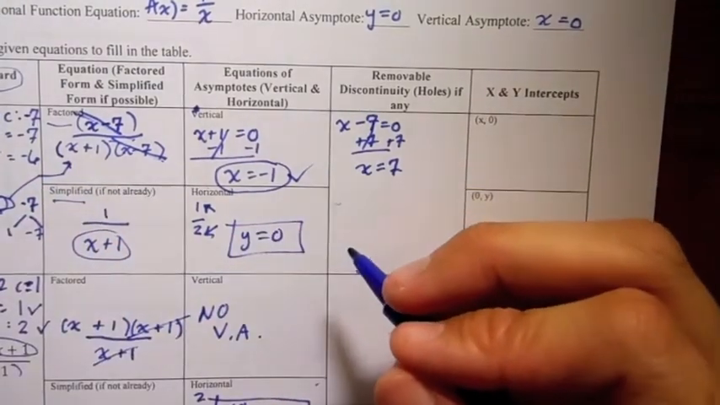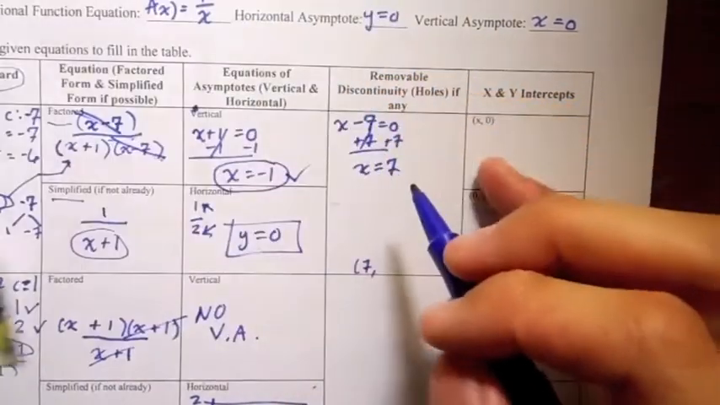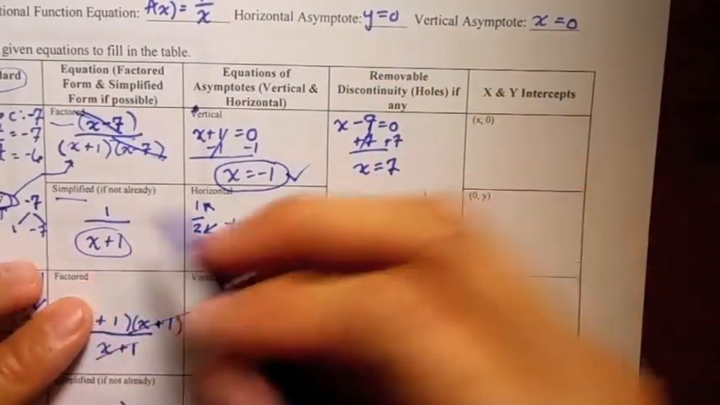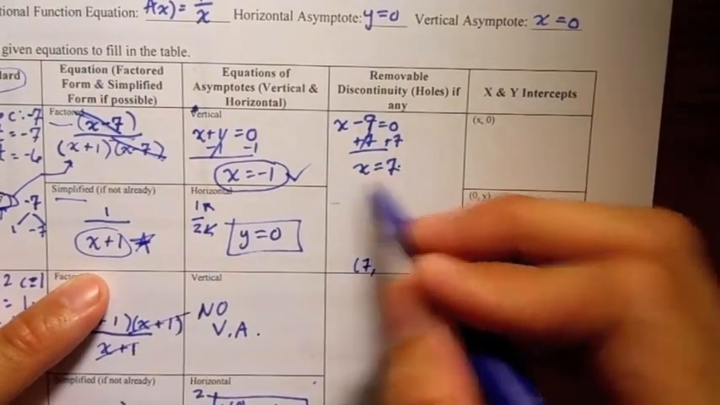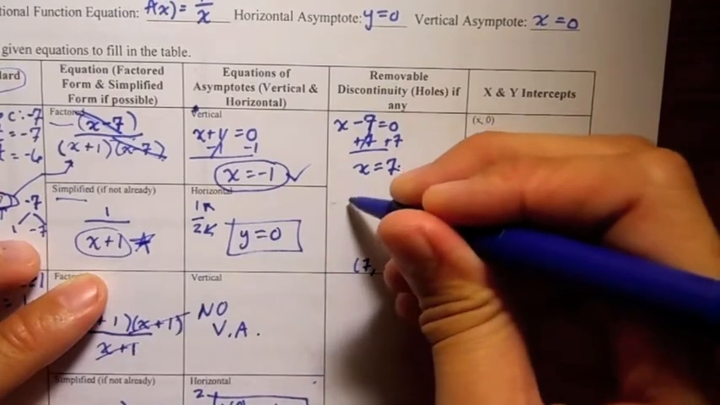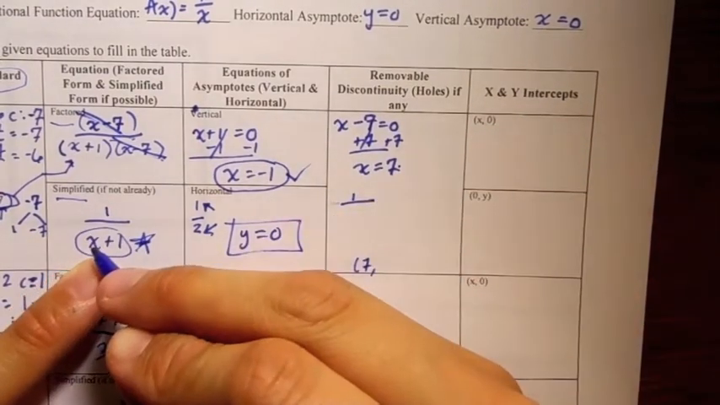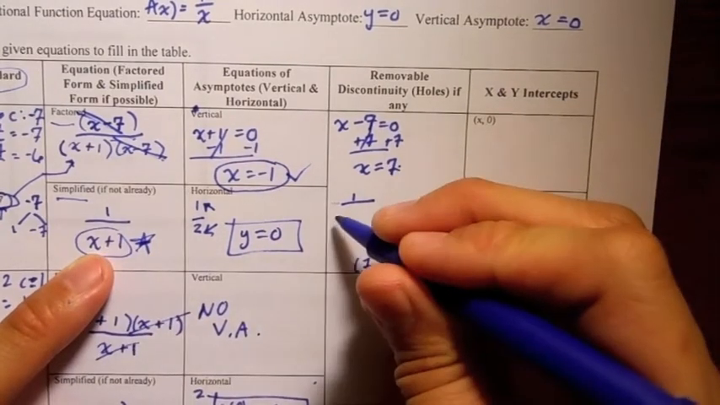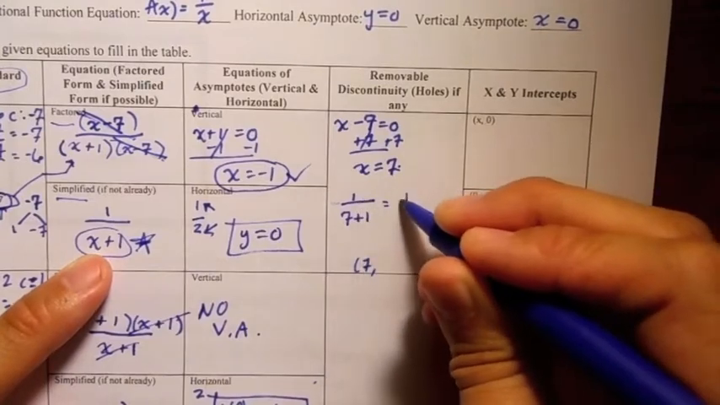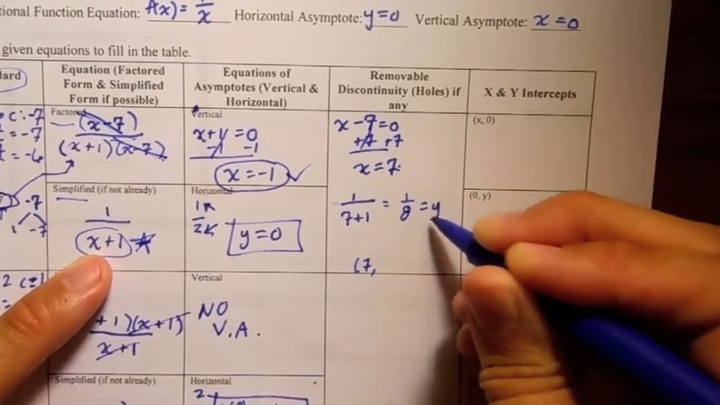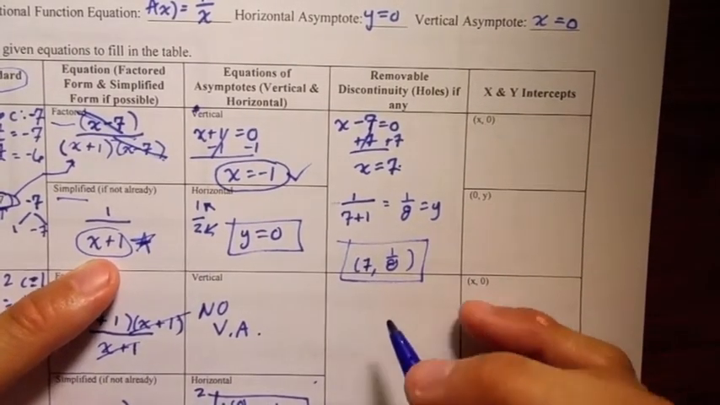So again, what we do is plug whatever we found back into the simplified form. Our simplified form is this right here. I'm going to plug the 7 in place of x. So let me rewrite that simplified form: 1 over, and in place of x, I'm going to put this 7, 7 plus 1. And that gives me 1/8. And that is your y coordinate. And that is where your hole is in your graph.